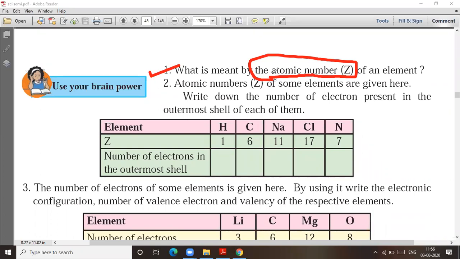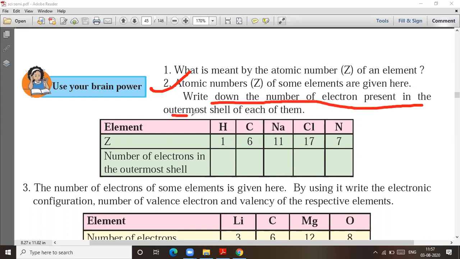Okay, let me explain. What is atomic number? The number of electrons or number of protons present in an atom is known as atomic number, right? Then question number two: the atomic number Z of some elements is given. Write down the number of electrons present in the outermost shell.